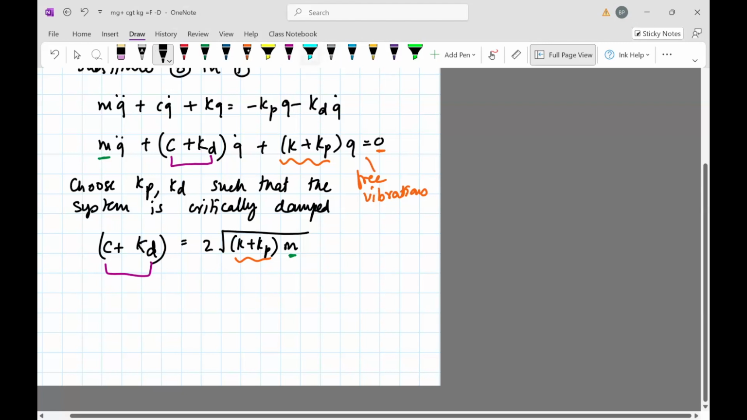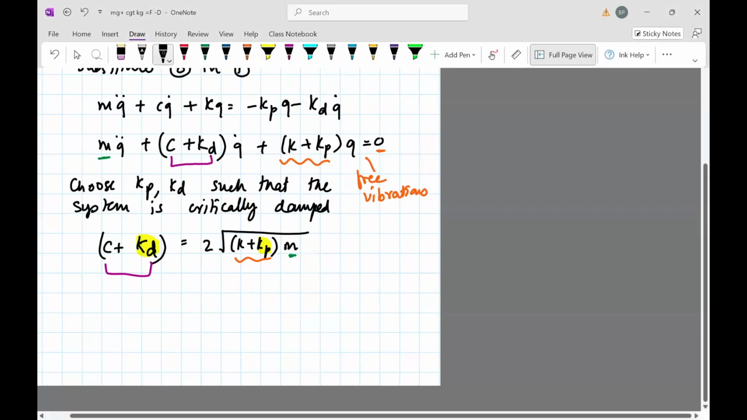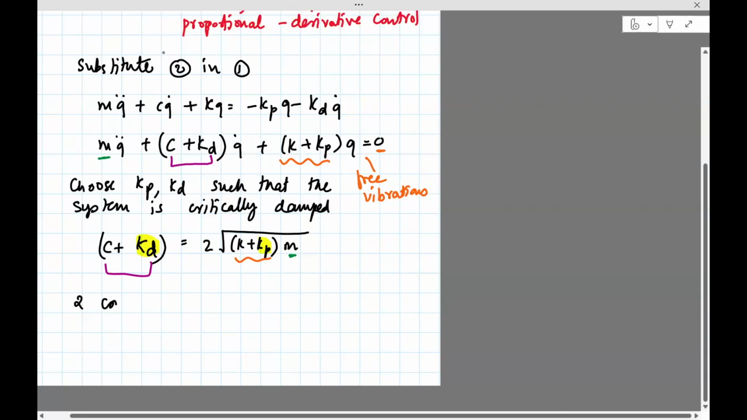So if you look at this equation, what you notice is that Kd is a design parameter and Kp is a design parameter. So we have two free parameters, but we only have one equation. If you deal with such a situation, one parameter is free. You can choose whatever you want, and the other parameter will be determined by the equation. So we have two constants and one equation.